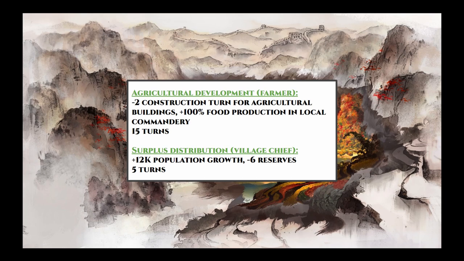Then we have surplus distribution from the village chief, which provides 12,000 population growth per turn at the cost of 6 reserves for 5 turns. This is pretty bland, as population growth is readily available in the game and largely depends on your public order. So if your public order is down the drain, this will not be enough to overturn that. And if you compare this to Farmer's assignment, then it just makes it look worse.